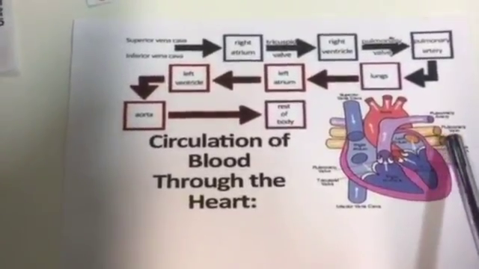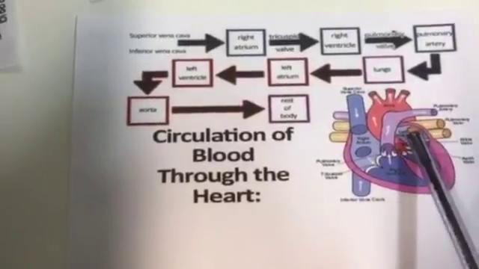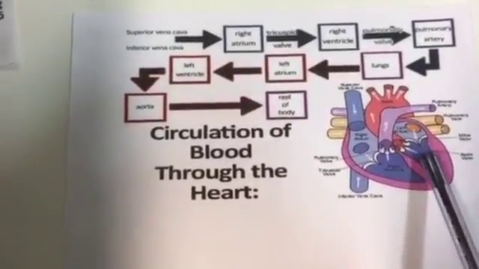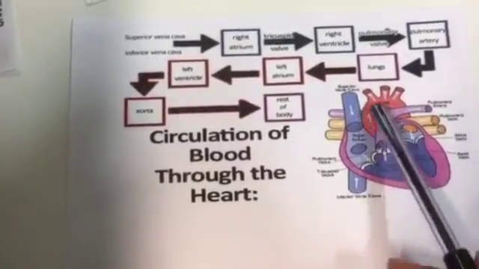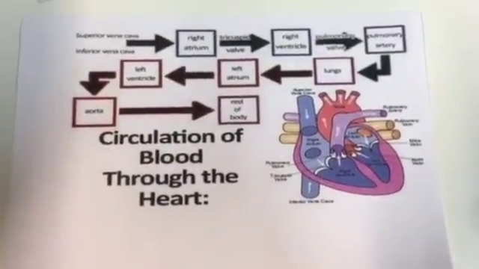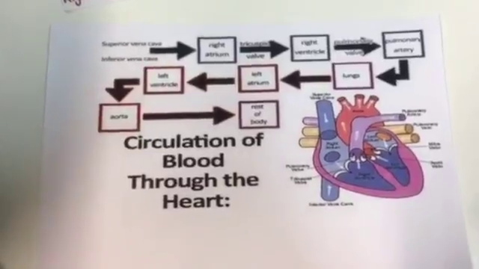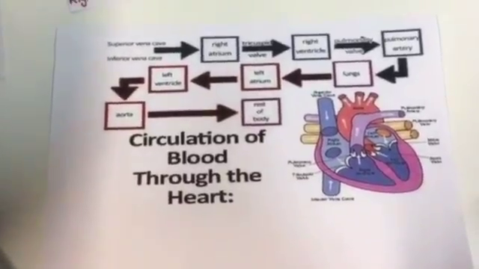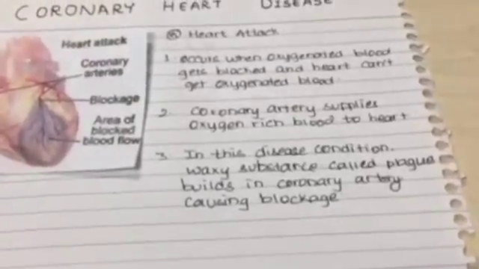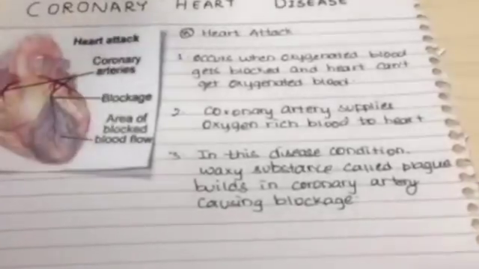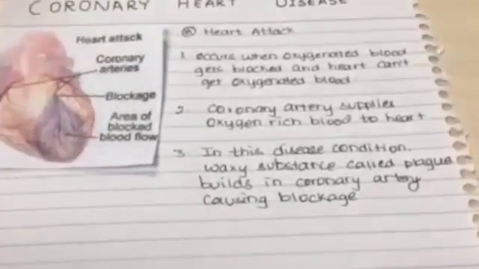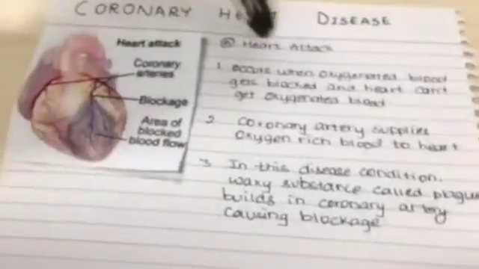After that, it reaches the left atrium and then goes forward to the left ventricle, then to the aorta, and then the rest of the body. And this is how the rest of our body gets oxygenated blood, which is also known as systemic circulation. So moving forward, in this part of the video, we'll talk about coronary heart disease. And first, we'll talk about heart attack.